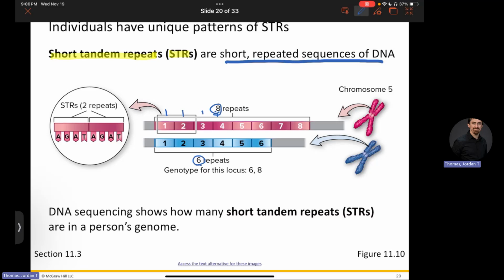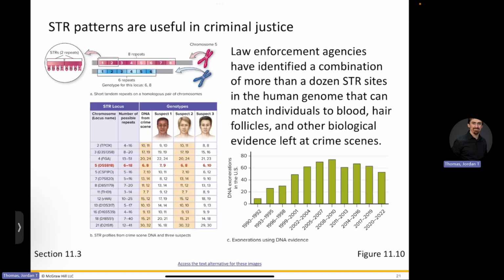So when we do DNA profiling, we can look at STRs to see if the DNA sample matches someone or not. STR patterns are useful in criminal justice. Law enforcement agencies have identified a combination of more than a dozen STR sites in the human genome that can match individuals to blood, hair follicles, and other biological evidence left at crime scenes. So again, by looking at the STRs and different ones, we can determine the likelihood of a DNA sample matching somebody. We can determine who was at the crime scene using that DNA sample.